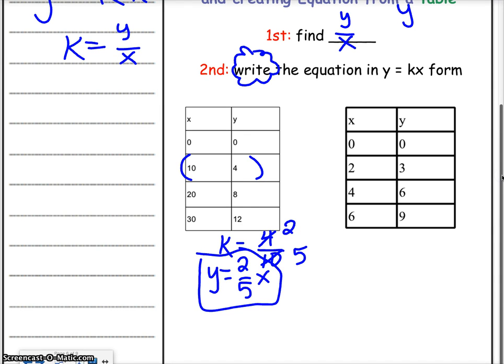Okay, do you know the next one? Do you know what you multiply 2 by to get to 3? No. I don't know it off the top of my head, so I need to figure it out. K is equal to y over x. So y over x is 3 over 2. And then you write it. Y equals 3 over 2x.